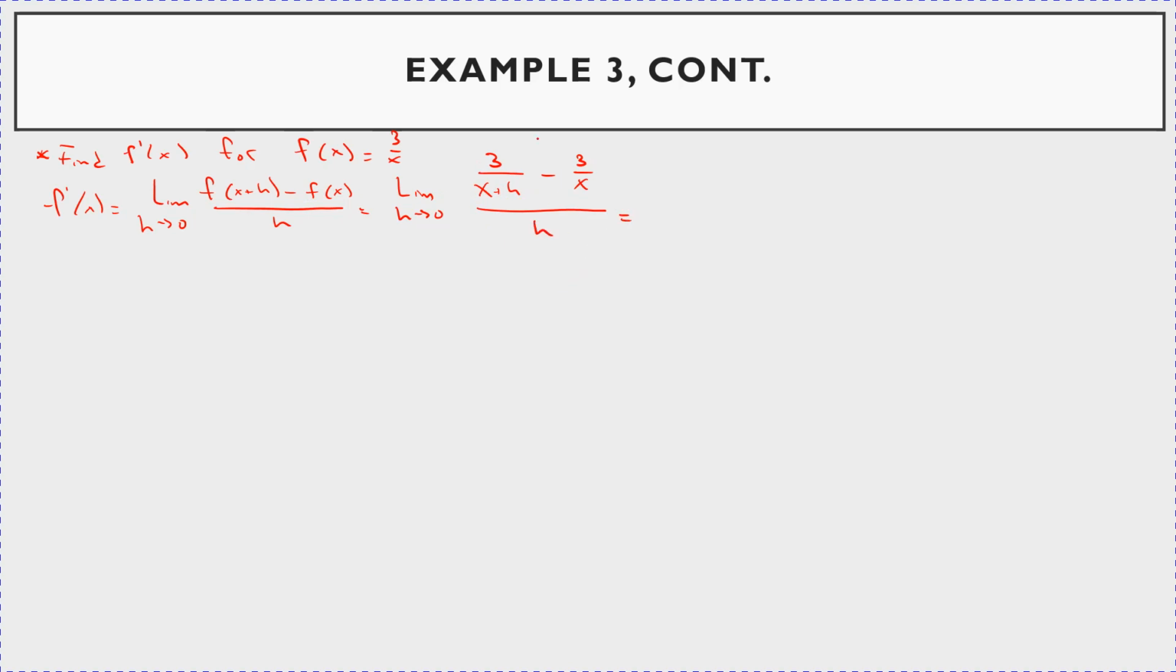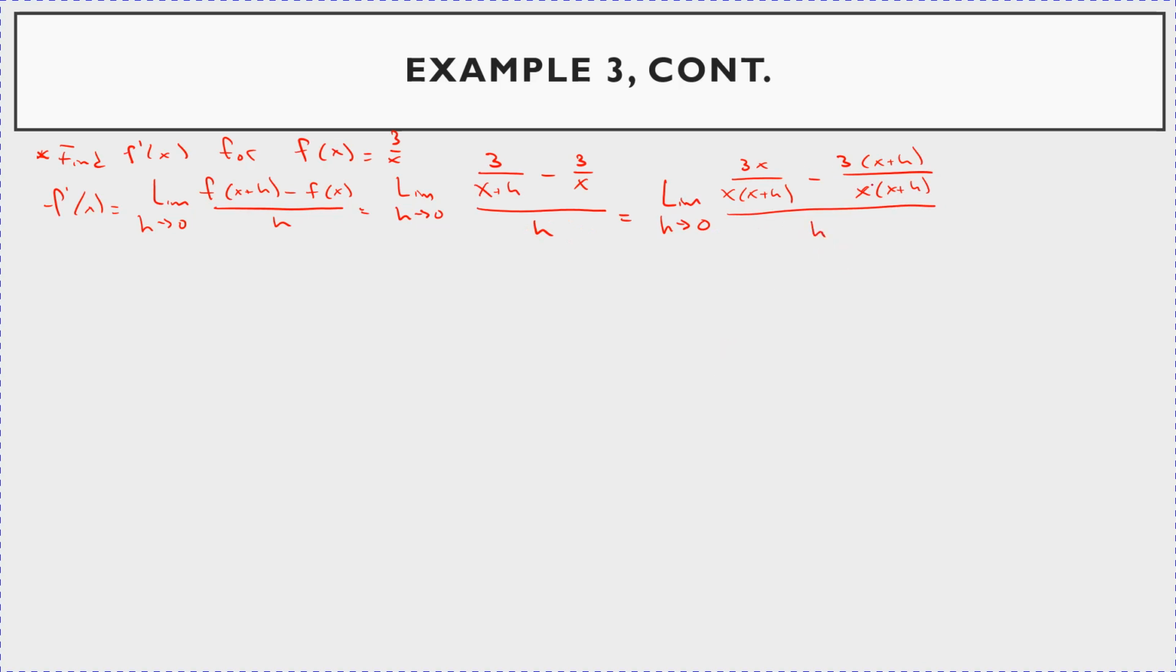So what you're going to have to do is combine this. So like the LCD here is x times x plus h. And I did a very similar example to this in the previous video, so you should remember this process. So the limit as h goes to 0. Well, this is 3x over x plus h minus 3 times x plus h all over x plus h, and then divided by this h.